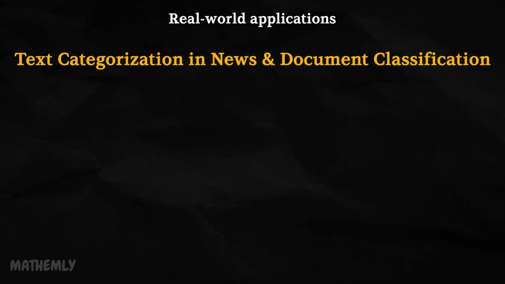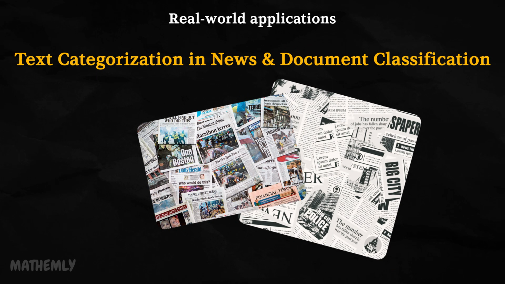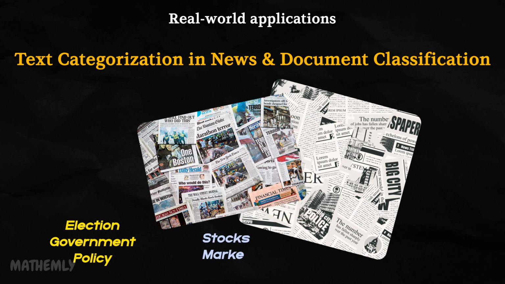Text categorization in news and document classification. News organizations and search engines use Naïve Bayes to classify articles into different categories automatically. For instance, an article containing words like election, government, and policy is likely categorized under politics, while another article with stocks, market, and finance falls under business. This helps users find relevant content quickly.